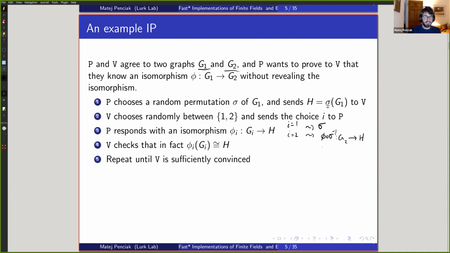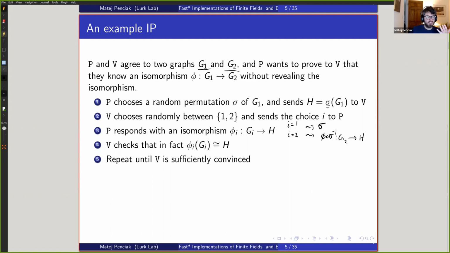And then in step 4, once the verifier has received this isomorphism, they just check, does phi_i of Gi actually equal H? And if it does, then they'll be a little bit convinced, and you could repeat this protocol a number of times until the verifier is sufficiently convinced.